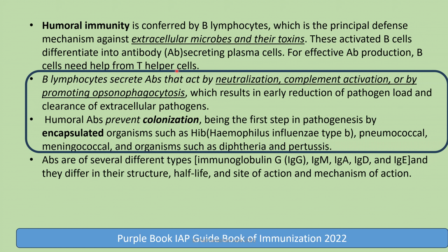B lymphocytes secrete antibodies that act by neutralization, complement activation, or by promoting opsonophagocytosis, which result in early reduction of pathogen load and clearance of extracellular pathogens. Humoral antibodies prevent colonization, the first step in pathogenesis, by encapsulated organisms such as Haemophilus influenzae type B, pneumococcal, meningococcal, and organisms such as diphtheria and pertussis. So they are telling that antibodies prevent colonization. But according to this, we'll go to the next.